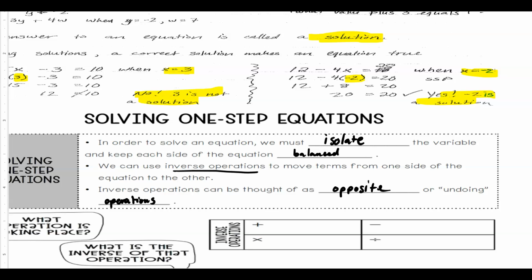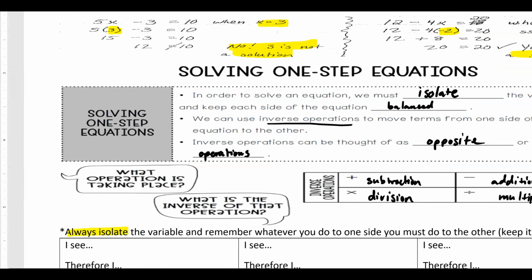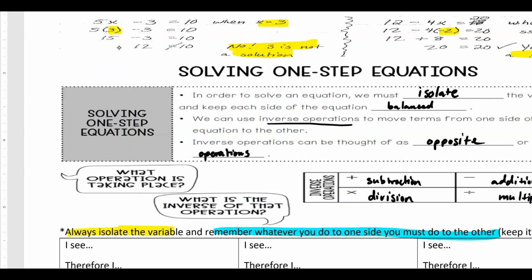So what do I mean by that? If I see addition, the opposite of that is subtraction. The inverse of addition is subtraction. If I see subtraction, the inverse of that is addition. If I see multiplication, the inverse of multiplication is division. And if I see division, you thought of it, the inverse of division is multiplication. All right? So the key things to remember is I always want to isolate the variable, and then whatever I do to one side, I have to do to the other side, because that's going to keep my equation balanced.